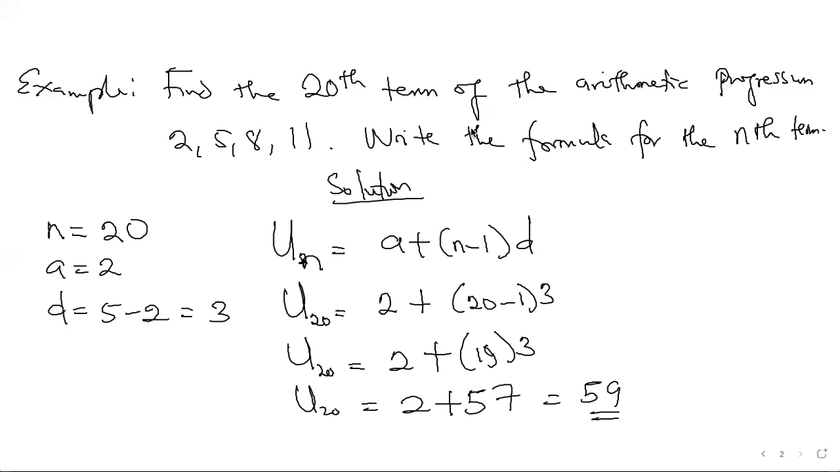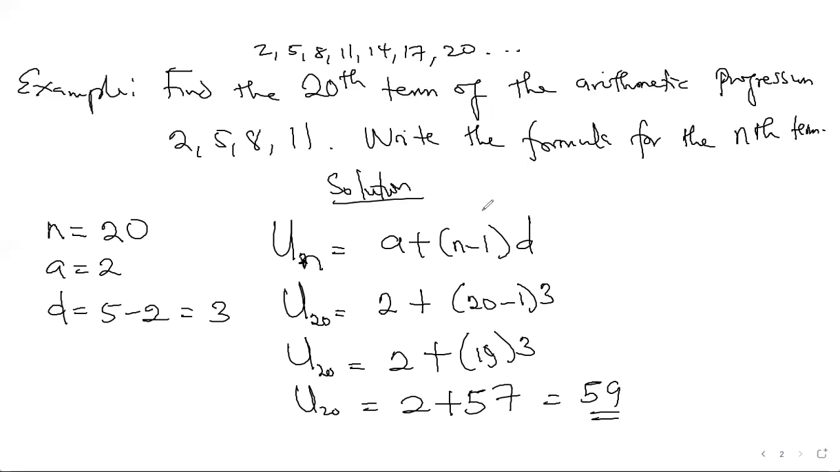Okay, so that's the term at the 20th position. Which means if I continue to write this sequence, 2, 5, 8, 11, and the common difference is 3, if I add 3 to this, I get 14. If I add 3 again, I get 17. Add 3, I get 20. If I continue like that, when I get to position 20, then I'll get 59. So that's what it means. It is a way of figuring out the number at a particular position without listing out all the terms in that sequence.